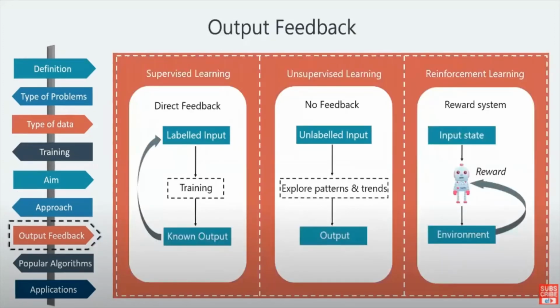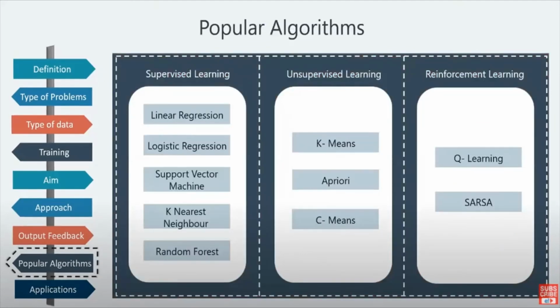Now guys, the next parameter is the output. Let's look at some of the popular algorithms. Supervised learning has algorithms like linear regression, which is mainly used for regression problems. It also has algorithms like support vector machine, decision trees and so on, and these can also be used for classification problems. Coming to unsupervised learning, we have algorithms like k-means and c-means for clustering analysis, and algorithms like Apriori and association rule mining to deal with association problems.